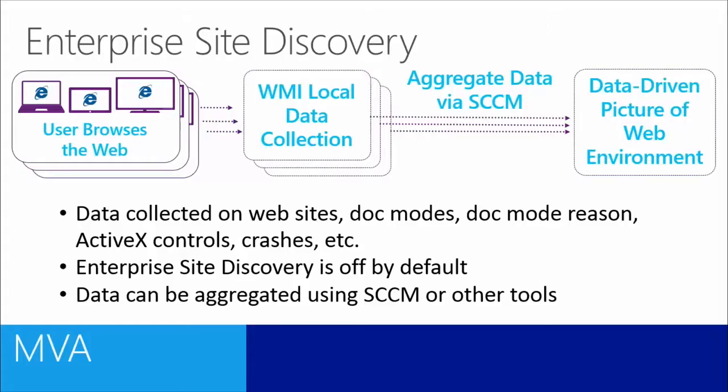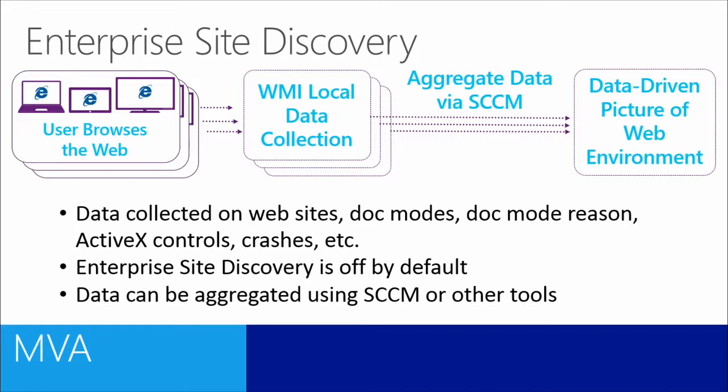Yeah, that's a great catch, Simon. So in September, we shipped an update to Internet Explorer 11 that included some hooks that give you additional telemetry about how the browser is being used. These hooks aren't turned on by default. The data doesn't go anywhere by default. And in October, we shipped an enterprise site discovery toolkit that includes some scripts and some sample queries for System Center. So if you're using System Center Configuration Manager, you can pull the data from local machines, aggregate it, and then create some custom reports, or you can use our off-the-shelf samples.